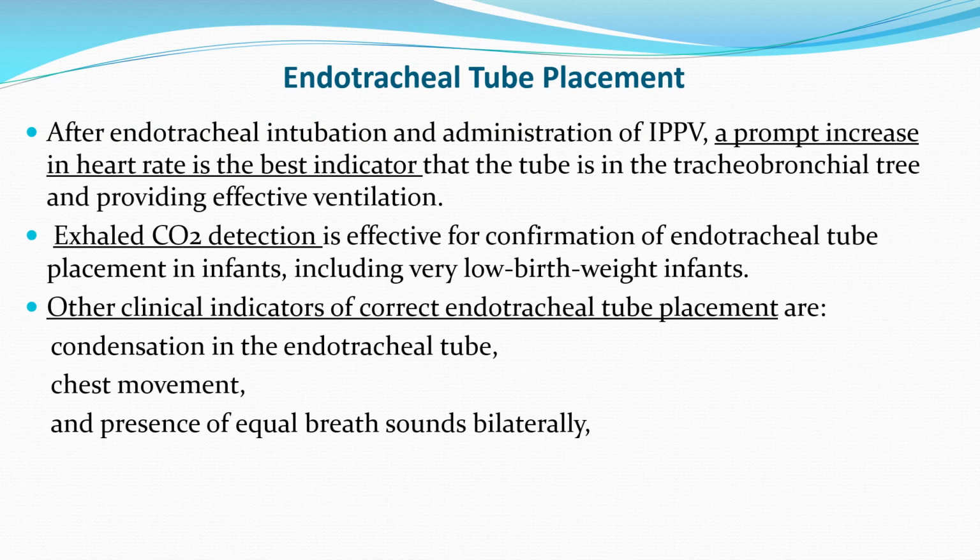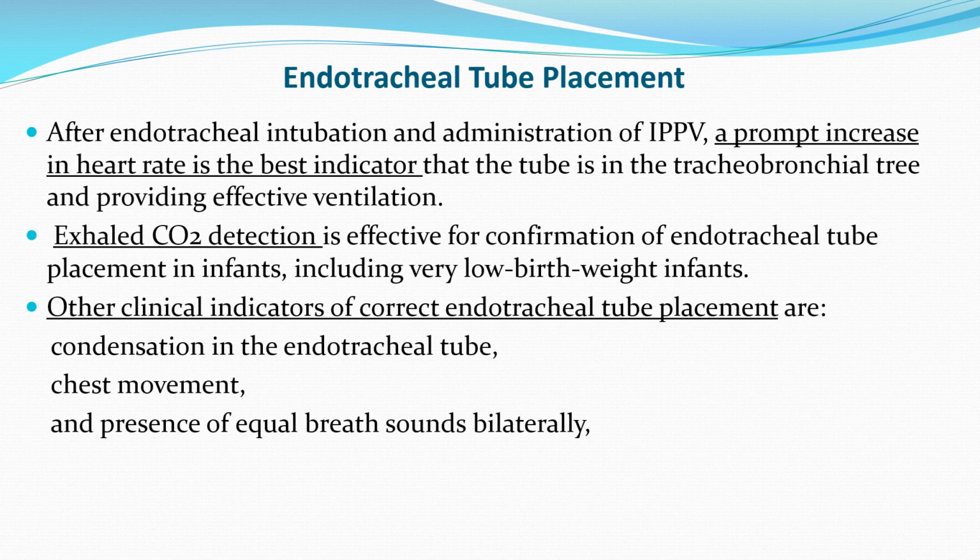After endotracheal intubation and administration of positive pressure ventilation, a prompt increase in the heart rate is the best indicator that the tube is in the tracheobronchial tree and providing effective ventilation. An exhaled CO2 detector is effective for confirmation of endotracheal tube placement in infants, including very low birth weight infants. Other clinical indicators of correct endotracheal tube placement are condensation in the endotracheal tube, chest movement, and the presence of equal breath sounds on bilateral auscultation of the chest.